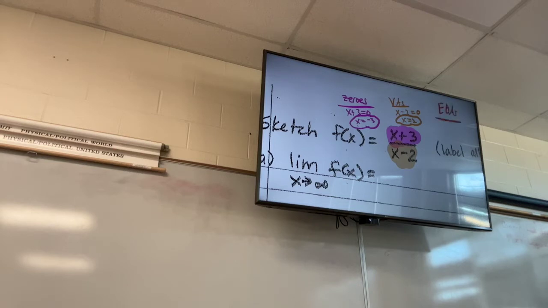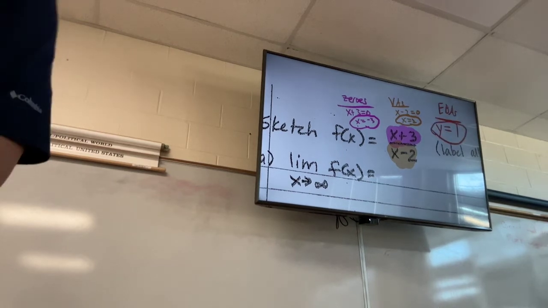Okay, for my end behavior asymptote, how do I find it here? What are the degrees? Are they equal? They are equal. So what do I do to find the EVA? Divide the lead coefficients. Y equals 1 over 1, which is 1.